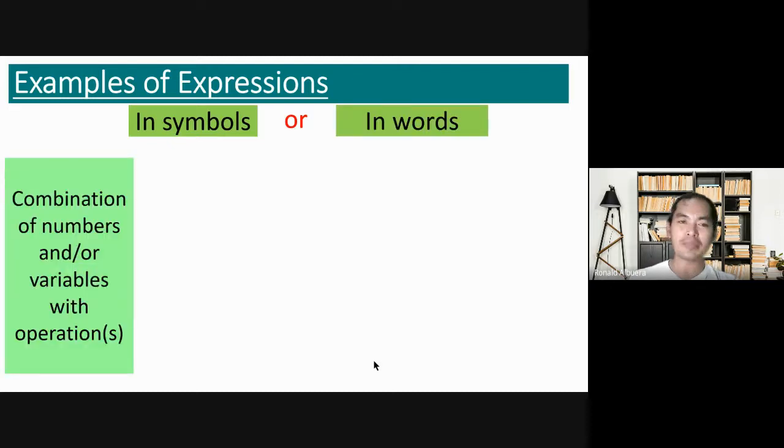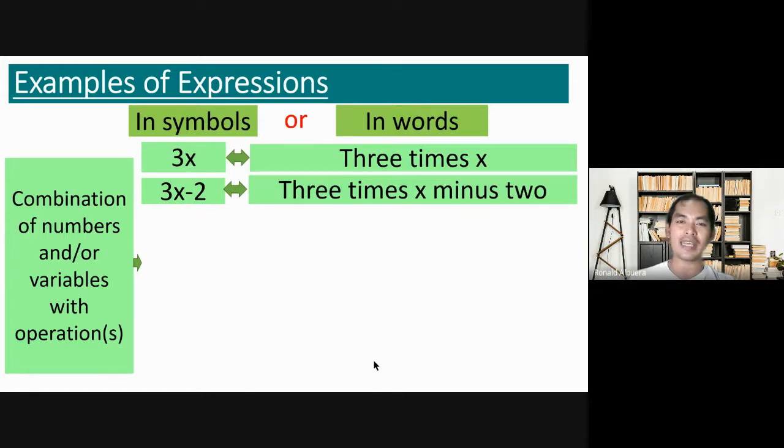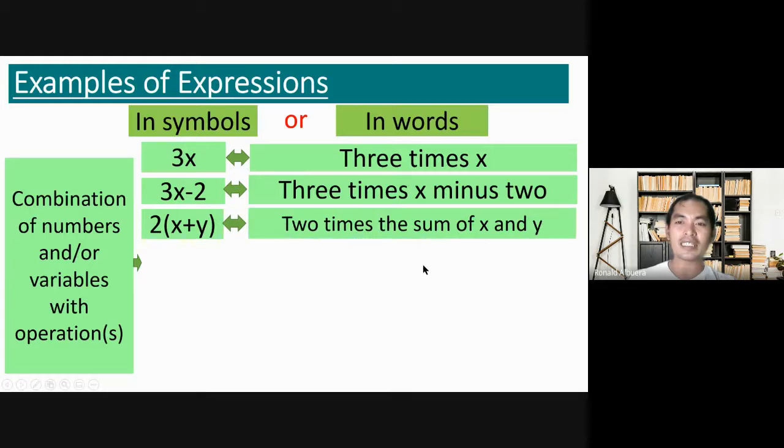Let's proceed to, we have still another examples of expressions. Combination of numbers and or variables with operations. Kagaya ng 3x or 3 times x. Kagaya ng 3x minus 2 or 3 times x minus 2. 2 times the quantity of x plus y, that's in symbol. And the meaning of in words na nilagay ko ay 2 times the sum of x and y. That's another meaning in words.